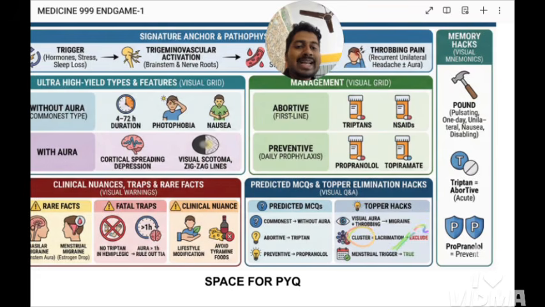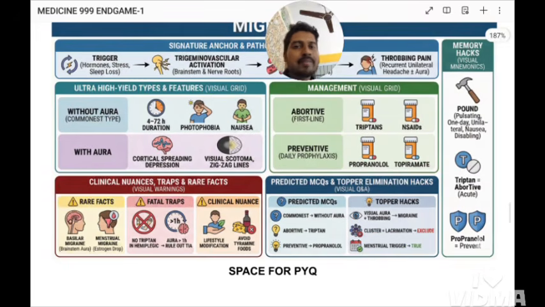In cluster headache, there will be lacrimation. In migraine you won't get lacrimation. And a menstrual trigger also occurs in migraine. These are the basic things that you need to know to answer your questions. We'll go to the next topic.